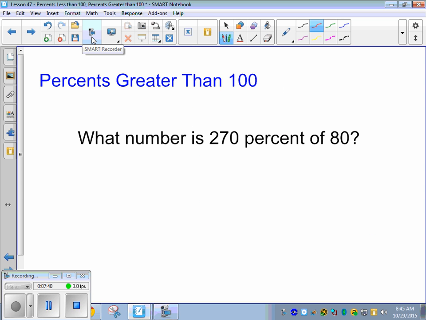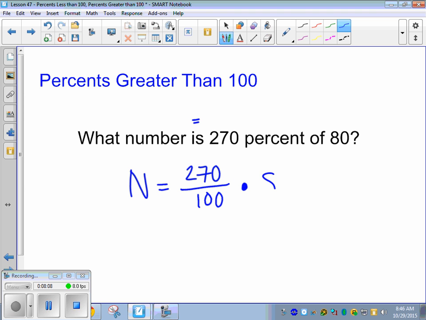All right, now we have some percents greater than 100. These ones look funky, but it's really the same thing. We use the exact same equation. So what number is 270% of 80? So what number, I always just start with n is my equal sign. 270%, I'm going to put 270 over 100. Of means times. Then we have 80.